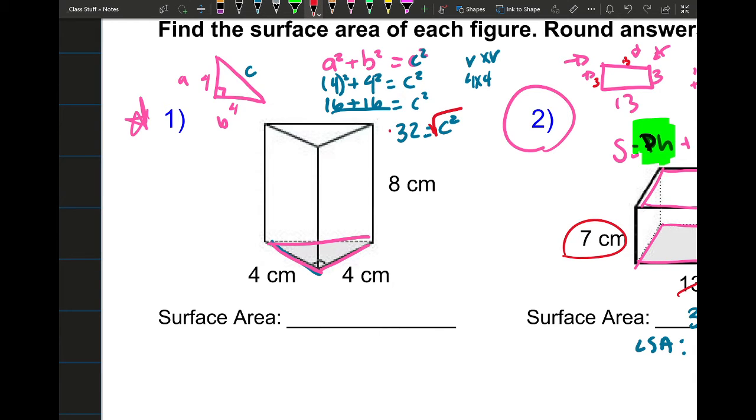So we take the square root on both sides, and that will cancel the 2, and you will be left with the C. And the square root of 32, you can just punch it in the calculator because it's not a perfect square. It's going to be somewhere around 5.66. So the missing length is actually going to be 5.66 centimeters.